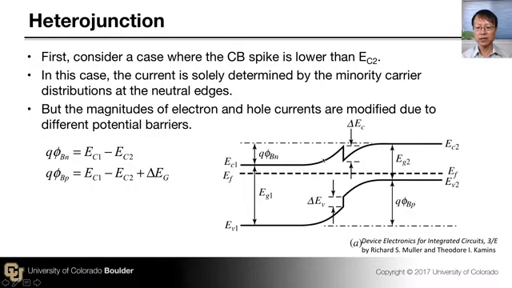So let's first consider the case where the spike here, the maximum energy point for the conduction band of material 1, is actually located at lower energy than the conduction band of material 2. If that is the case, the energy barrier for electron is determined by the conduction band of material 1 minus the conduction band of material 2.